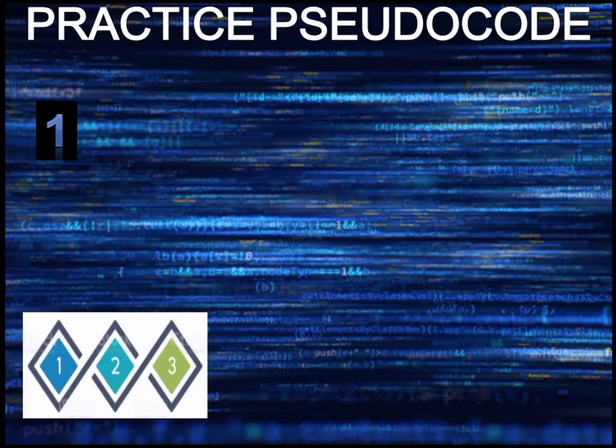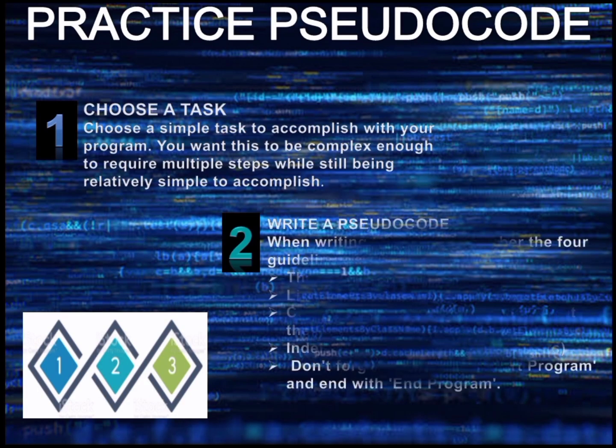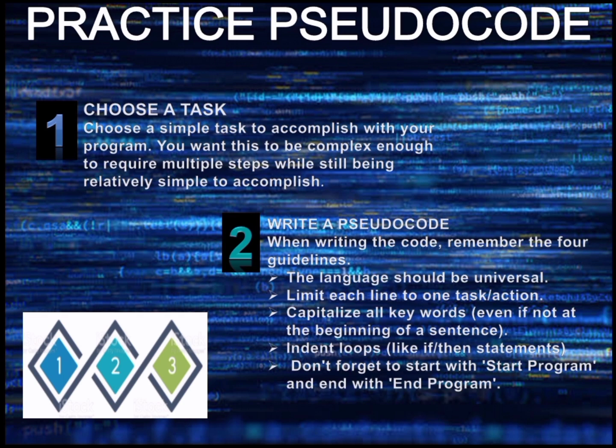Practice pseudocode. Choose a task. Choose a simple task to accomplish with your program. You want this to be complex enough to require multiple steps while still being relatively simple to accomplish. Write a pseudocode. When writing the code, remember the 4 guidelines. 1. The language should be universal.